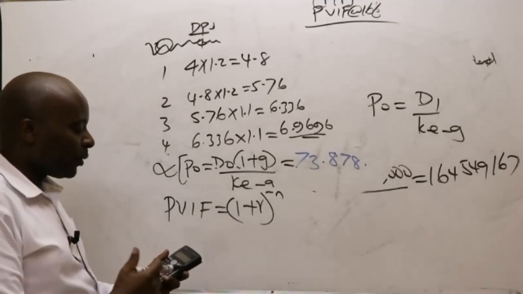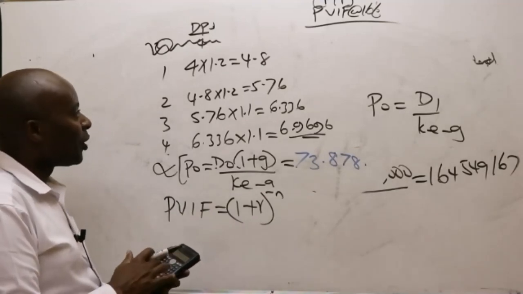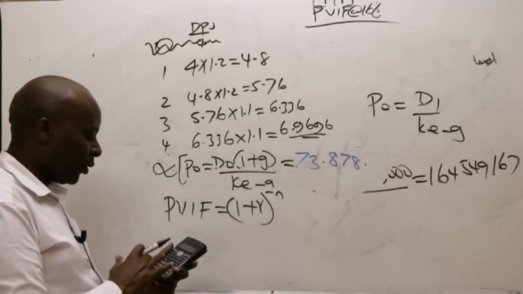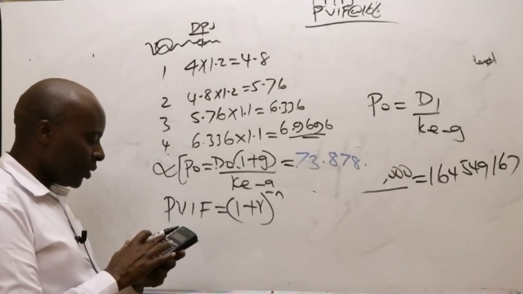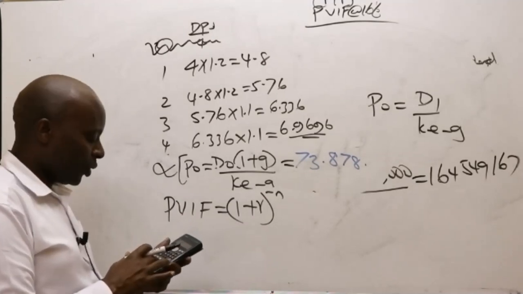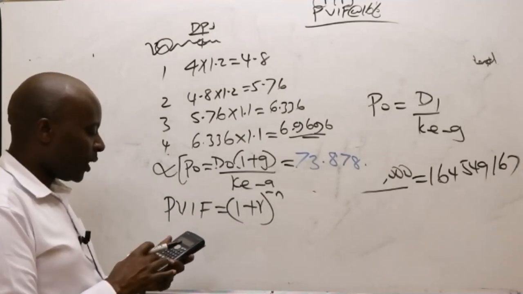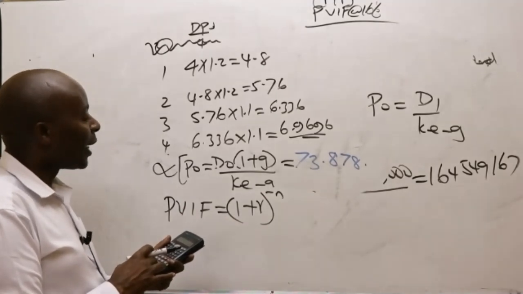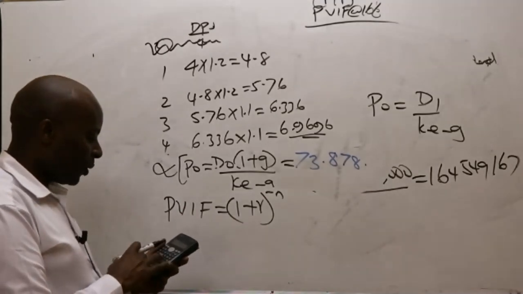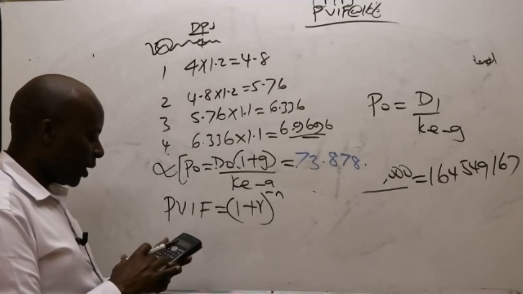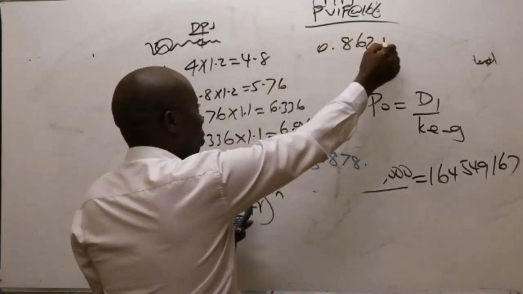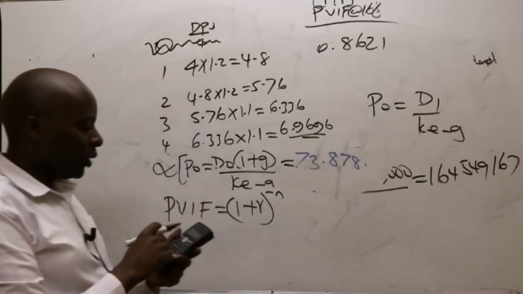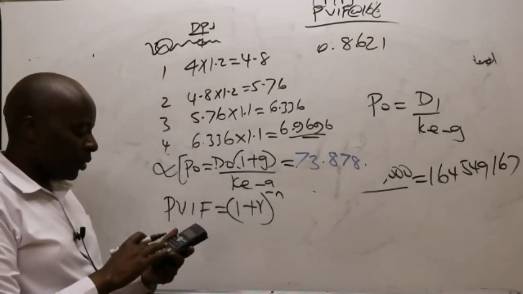R is the cost of capital. So we move very fast. We have here 1 plus 0.16, which is the same as 1.16. I will raise this to negative 1. So we have 1.16 raised to negative 1, which gives me 0.8621. This is the figure I'll always keep on playing around with.